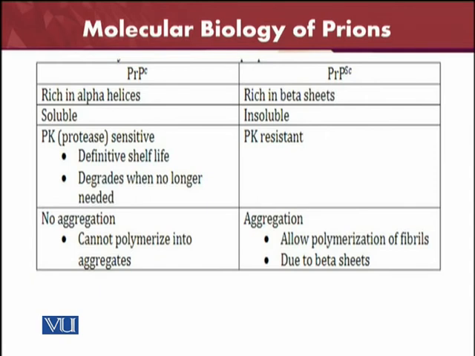There is no aggregation in the PrP normal form; it cannot polymerize into aggregates. On the other hand, when it is converted into the abnormal form, aggregation occurs easily and allows polymerization to form fibrils, and similarly, due to the beta sheets, aggregation occurs. These are specific abnormalities we can show from the molecular point of view, that prions convert from the normal form to the abnormal form, and this causes the disease. Because of the aggregation in the brain tissue we see the signs and symptoms of this disease.